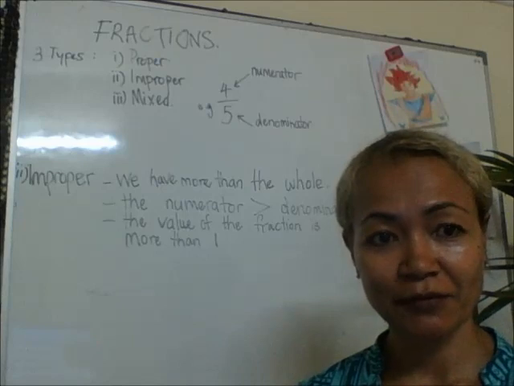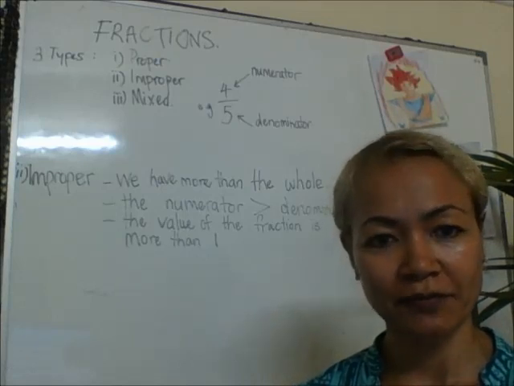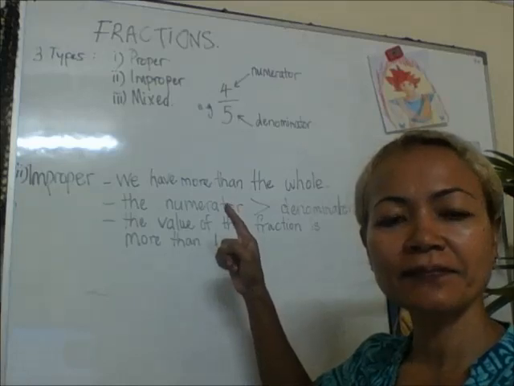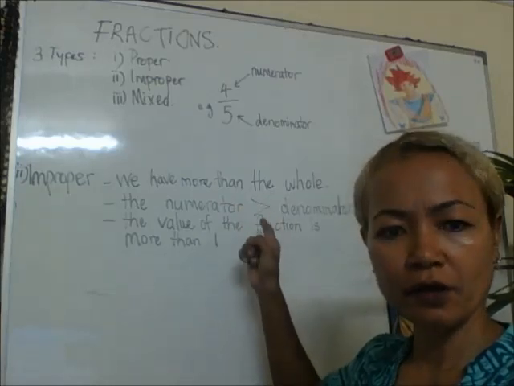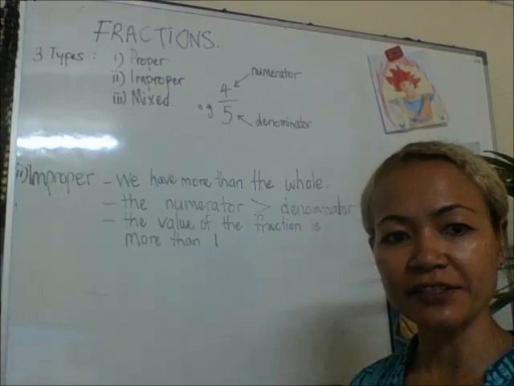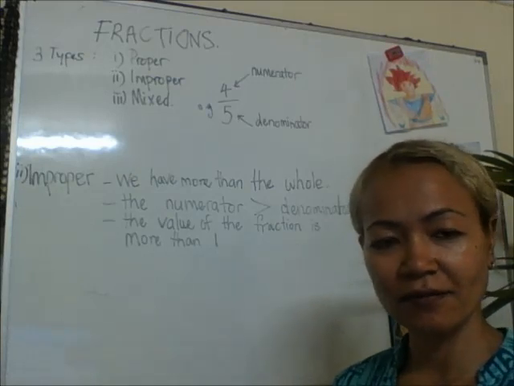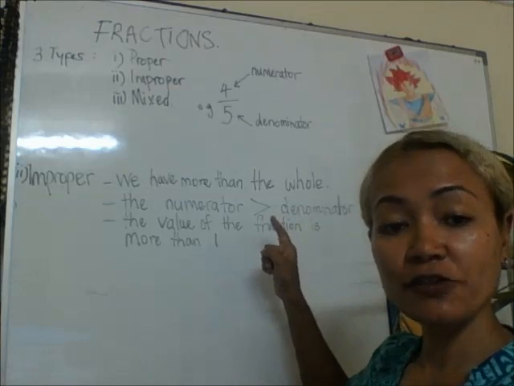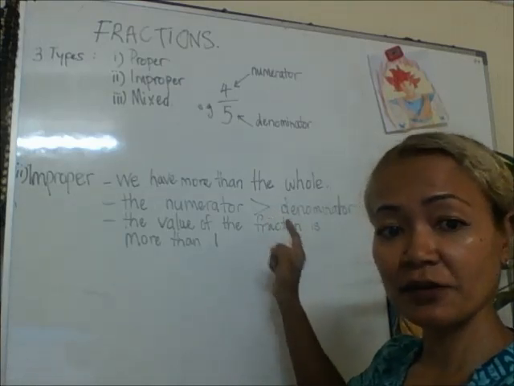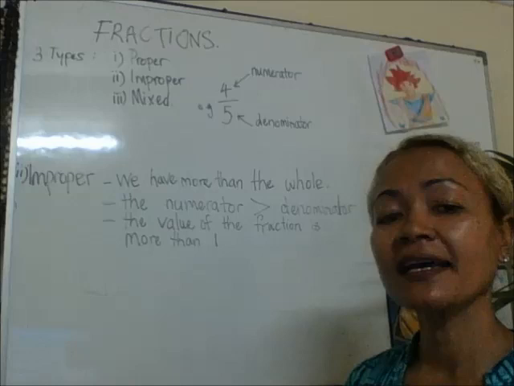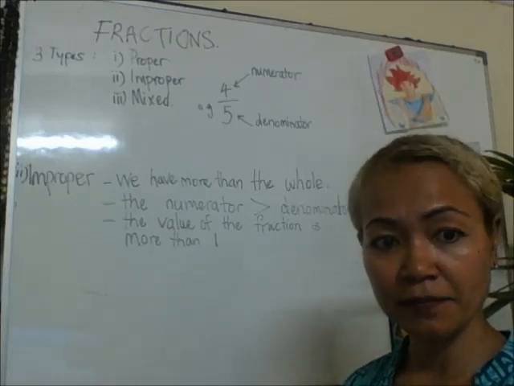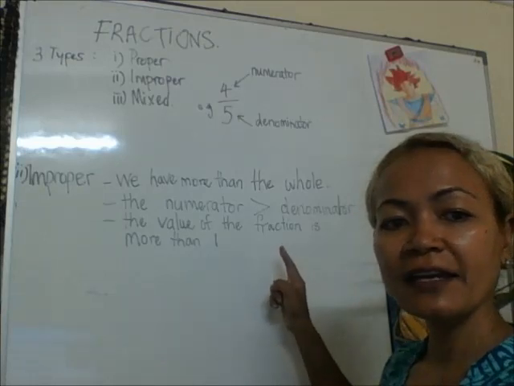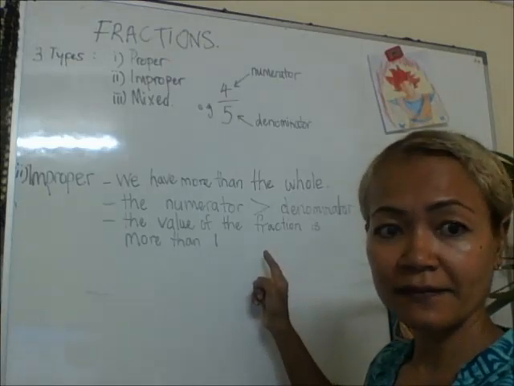On to the second type of fraction, which is improper fractions. So I have up here improper fractions. We have more than the whole. Remember, with proper fractions, we have less than the whole. The second point is that the numerator is bigger than the denominator. So the number on top is bigger than the number at the bottom. And the third thing is the value of the fraction is more than 1.